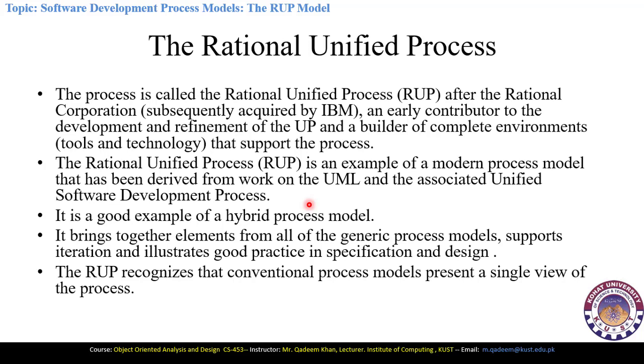Now, what is the rational unified process model? Basically, the rational unified process model is a process model which is proposed by rational corporations of the IBM. The IBM is the early contributor of the unified process models, and rational unified process model is based on a certain environment which takes help from the tools and technologies which supports the process.